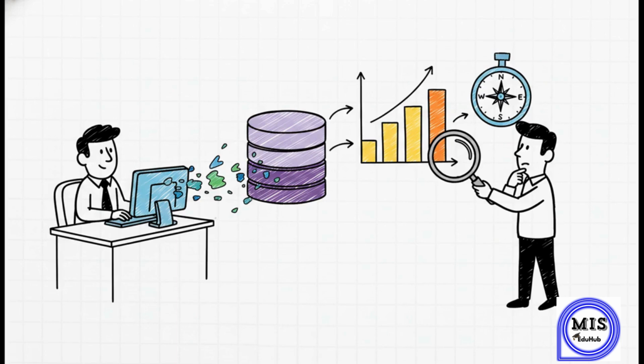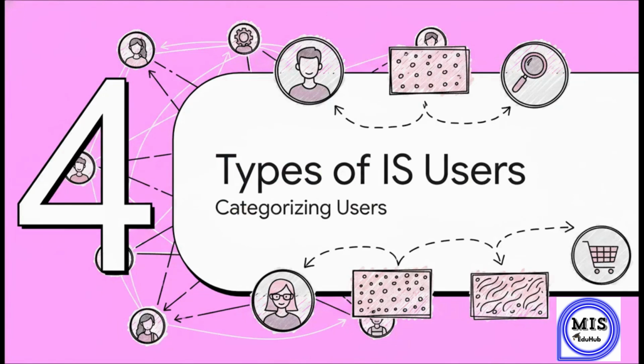Once the system is built, we hit the use phase. And this is all about the people logging in every single day. You've got end users, like store clerks, customer service reps, or even you as a student logging into EduHub to check your coursework. You're using it for daily tasks. Then you have managers, who step in and use the information generated by the system to plan, control, and make informed choices.